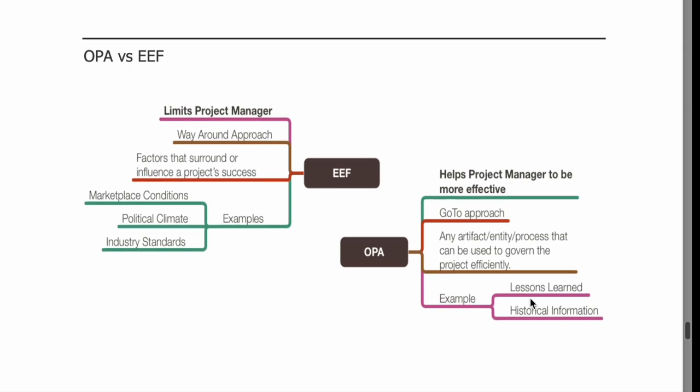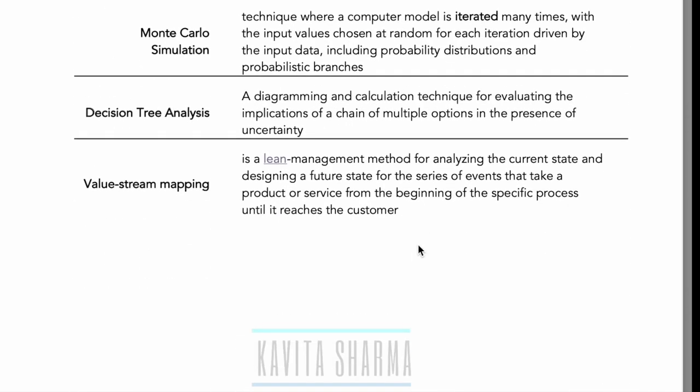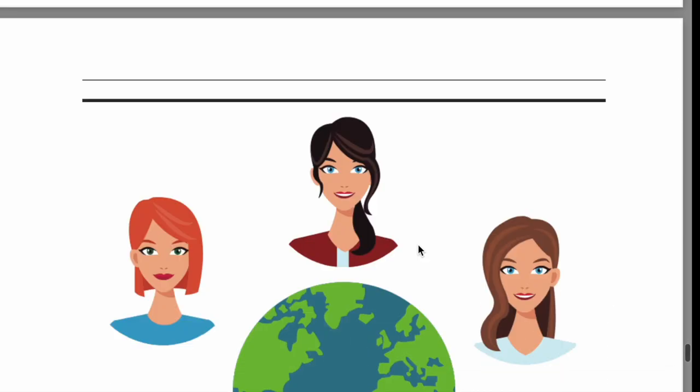We discussed OPAs and EFs. EFs are the ones which are beyond you, you cannot do anything about these environmental factors. They could be within the organization or outside the organization. As a project manager, you need to be aware and you need to work with these limitations. OPAs are the ones which help you to become more effective. Examples are lessons learned, historical information, and so on. These are certain things, just keep them with you. Look at the keywords and be there.